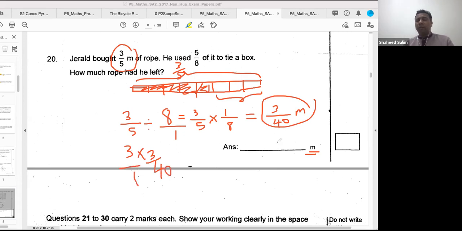3 times 3, 9, over 40. Okay, I know some of you are blurred, but you must be able to look at the steps, okay? I will give you another question now, okay? I give you another question now, you try to do. Here we go.